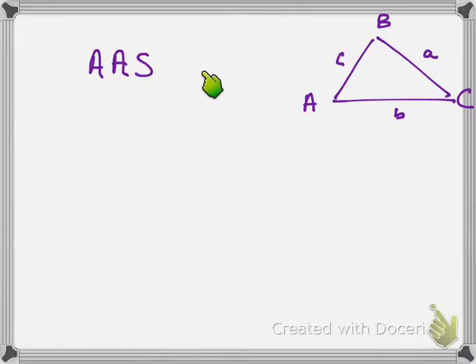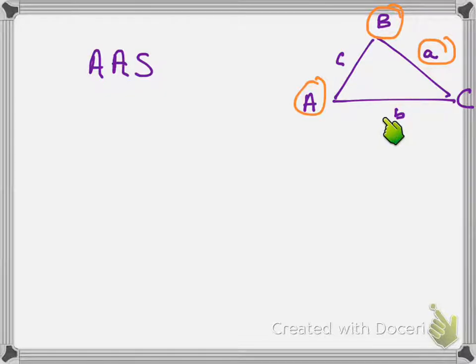Angle, angle, side means they're giving you two angles and a side that's not in between the two angles. So they're giving you an angle, and then a side that doesn't touch both. It can touch one, but not both. So it could be this side, it could be this side, but it could not be this side in order to be angle, angle, side. So we can have angle, angle, side, or we could have angle, angle, side.